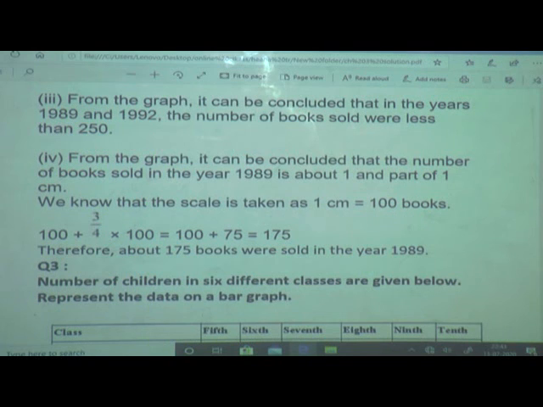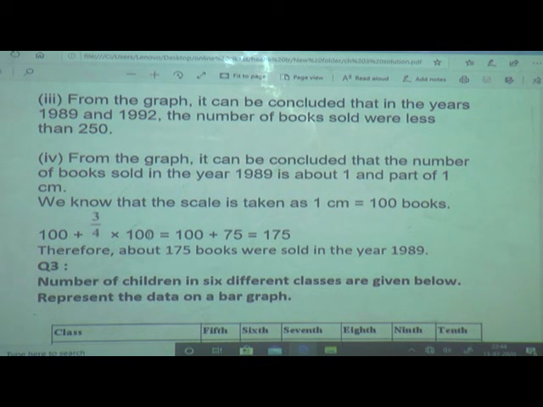So from the graph, it can be concluded that the number of books sold in the year 1989 is about 1 and a part of 1 centimeter. So we know that the scale is taken as 1 centimeter equal to 100 books. Already it is given in the graph on the right side corner. So you know very well that 1 centimeter is equal to 100 books. So we can find out that 100 plus 3 upon 4 into 100 is equal to, now you know very well how to do this.